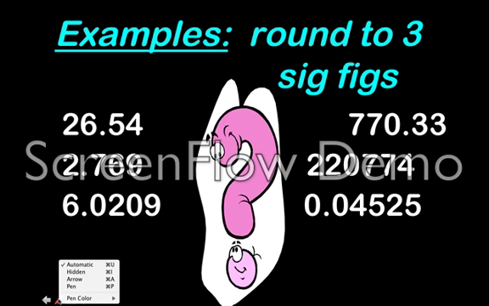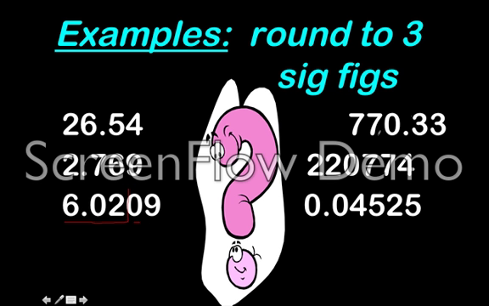If we come down here to the next one, 6.0209, mark off 3 figures, and then you consider the 0. Well, the 0 is not big enough to make the 2 round up, so 6.02.